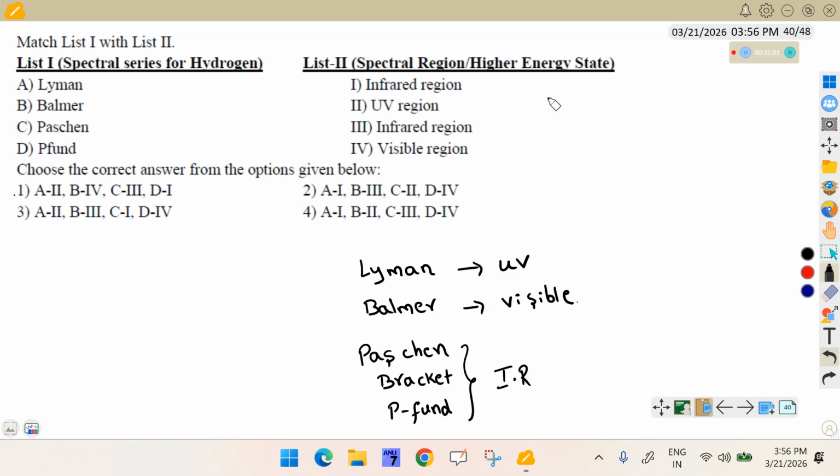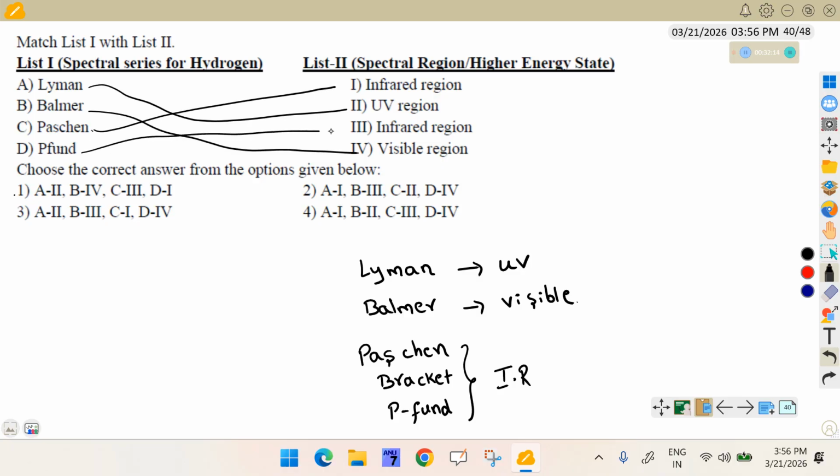Match the following. Lyman series is observed in the UV region. Balmer series is observed in the visible region. Paschen and Pfund series are observed in the IR region. The first option is the correct option.